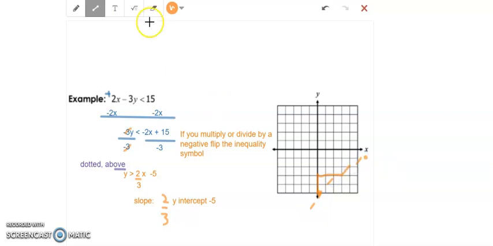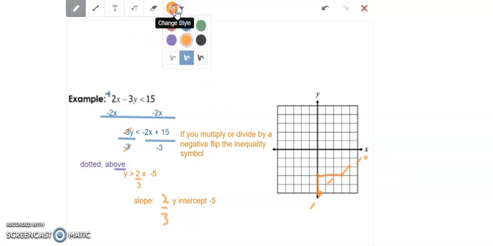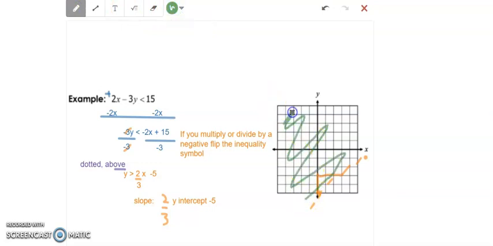Okay, and now I want to shade above. So with my drawing tool, I'll make this like green. I'm going to shade above the dotted line. And that's how I would graph the inequality. Feel free to pause the video in order to draw all of this on your Desmos activity.